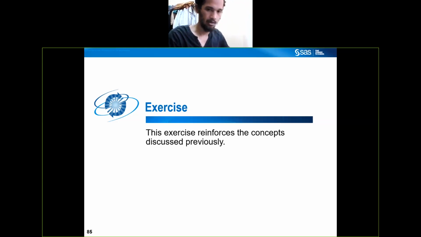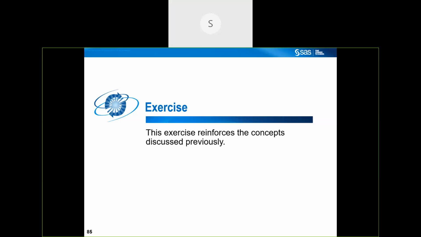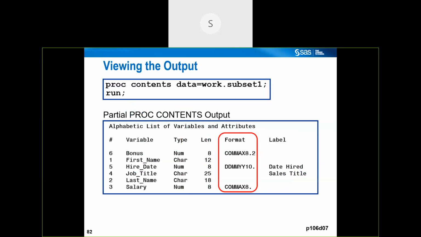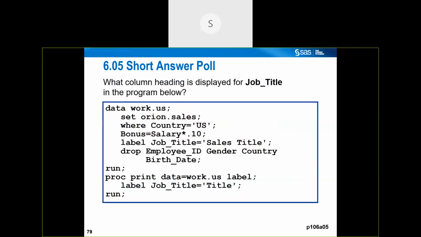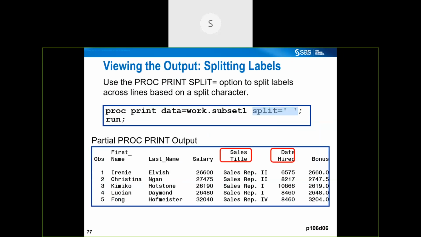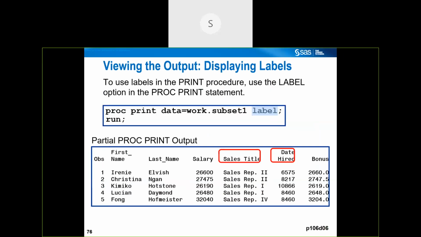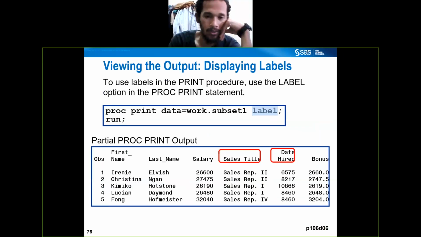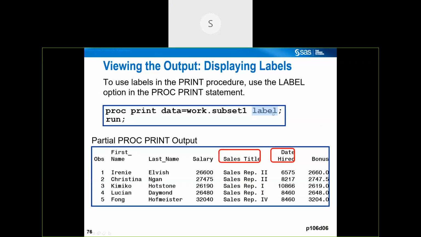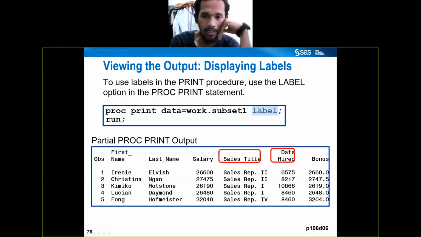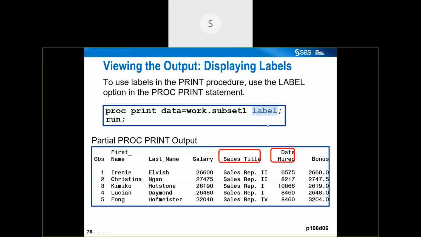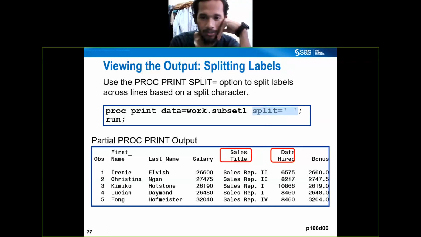Sir nak tanya, kalau yang untuk label tu, masa prop print tak letak label dia memang tak auto keluar, tak auto berubah dia punya title tu. Macam mana masa prop print label ni? Untuk label masa dia tak keluar kalau selagi you tak mention the label in the prop print. So kena letak. Dia tak keluar. Okay. So you kena letak label. Ataupun mungkin gunakan split. Okay sir.